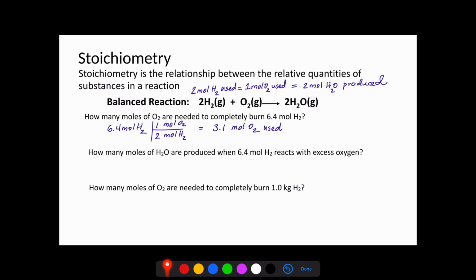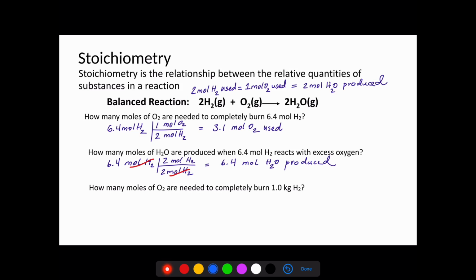The way to set this up in dimensional analysis is, this is what you have, and you're looking for moles of water being produced, and the ratio between those two is 2 to 2. So you put that ratio 2 to 2 and cancel out the units, moles of hydrogen, and then you go to moles of water. So you get the same value, 6.4, because of the 1 to 1 ratio, or 2 to 2 ratio.